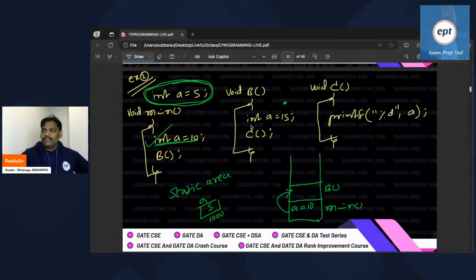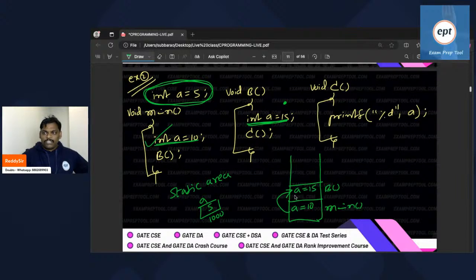So again, local declaration. Remember, local declaration means local variable. Declaration means A got birth at this place. When you say A is declared, A got birth at this place. So A value is 15, right? Declaration means creating memory because of a local variable, and the memory is created in the stack area itself.